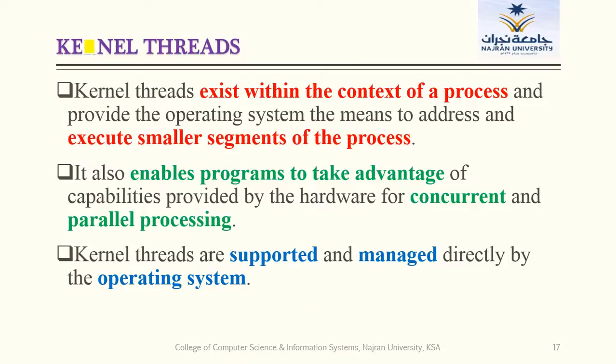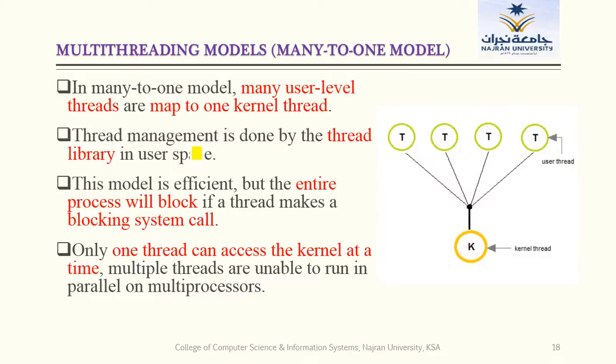Then we saw that each process exists within a kernel thread. Each process has a kernel thread. A kernel thread is supported and managed by the operating system. Then we saw some multi-threading models, starting with the many-to-one model. In the many-to-one model, many user-level threads are mapped to only one kernel thread.